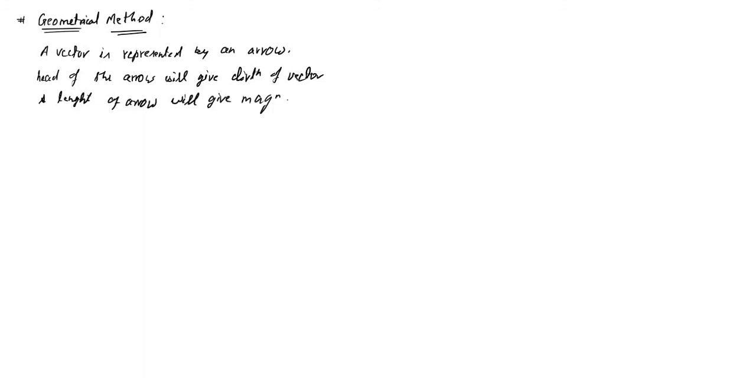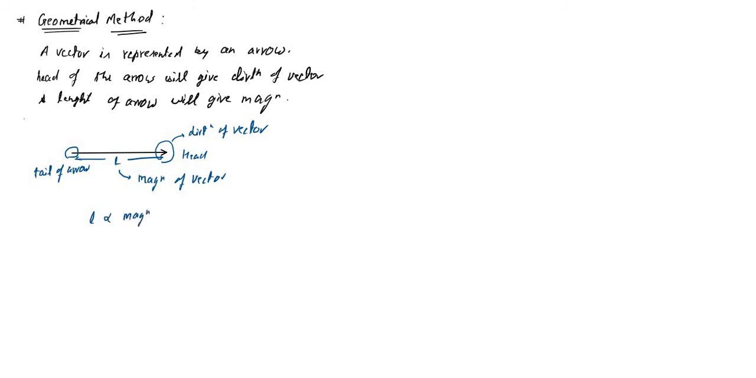So here let us consider this is an arrow, this is tail of arrow and this is head of arrow. The direction of head will give the direction of vector. Now the magnitude of vector is given by the length of this arrow. So let us say the length of this arrow be L. Length of this arrow will give magnitude of this vector. So here length of this arrow is directly proportional to magnitude of vector.